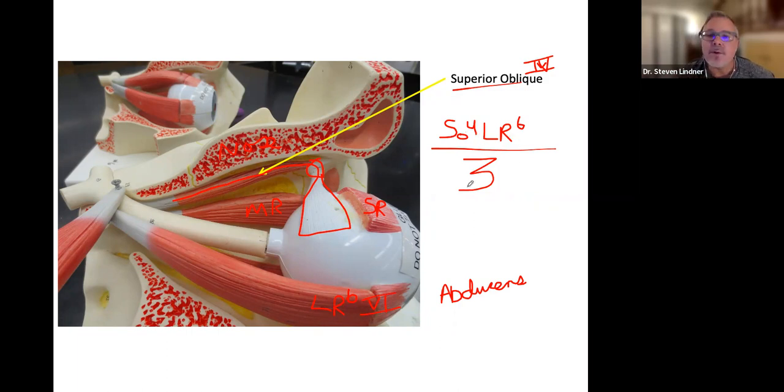So SO4, LR6, all over 3 means that all the other eye muscles, the other four muscles, are innervated by cranial nerve number 3, which is the oculomotor nerve. Oculomotor.